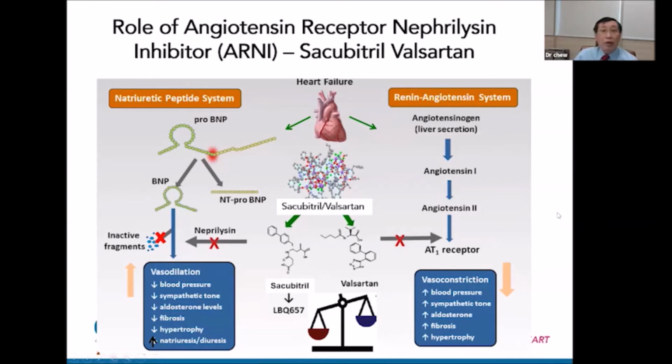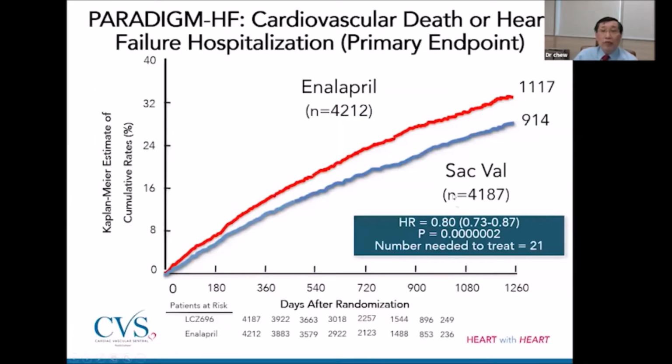And this compound was studied in PARADIGM-HF. It was not against placebo, but compared with enalapril, which is the standard of care. It showed that there was actually a 20% reduction in the primary endpoint of cardiovascular death or heart failure hospitalizations. So there was a significant benefit, and the trial was actually stopped early because of the superior benefit of sacubitril valsartan against enalapril in patients with heart failure with reduced ejection fraction.